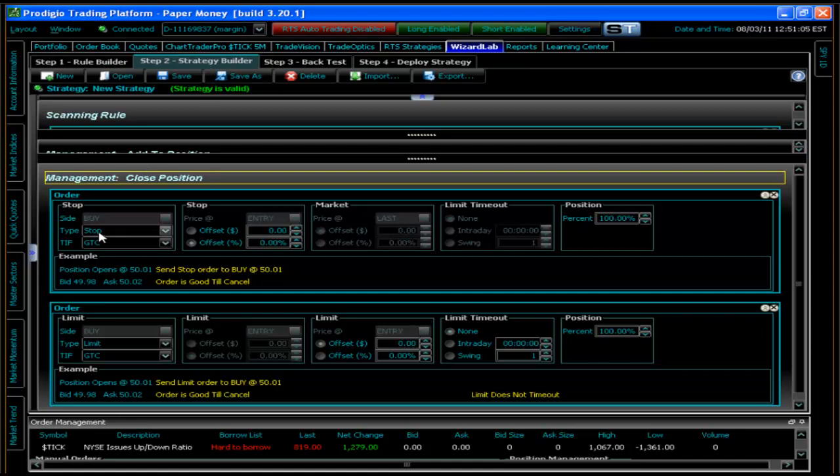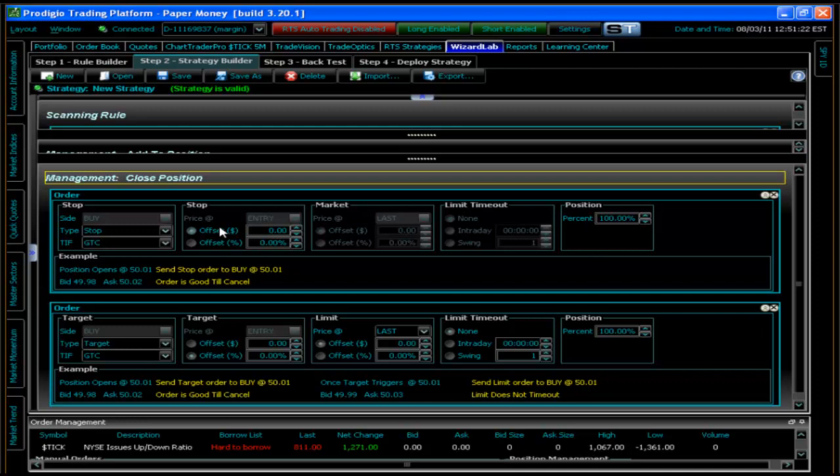Here we have a stop order, right? And I've got type stop, right? And then I'm going to change this to target. A target is like the opposite of a stop. This is kind of unique to Prodigio, and it's something that's a very useful tool for robotic trading.